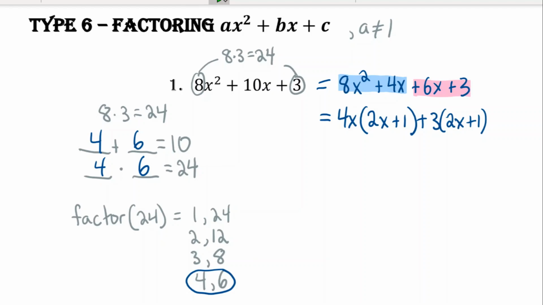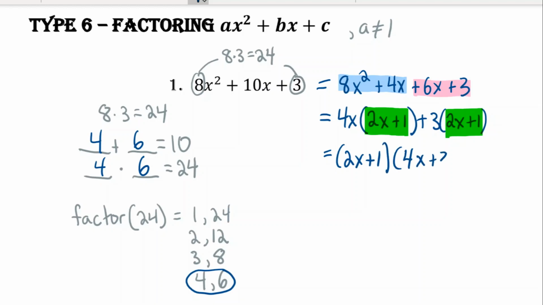Notice, as we noticed before when we did factoring by grouping, that we got the same thing in both of these terms. So we've got 2x plus 1 we could bring out front, and then we just write our other terms in brackets like that. So we're done. It was a little lengthy, but this is the best way I've found to handle this type.